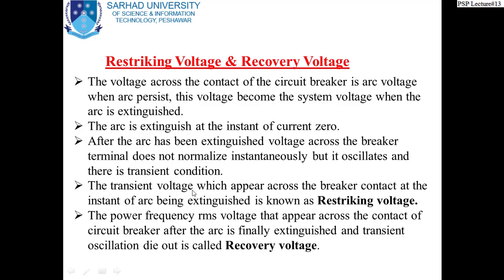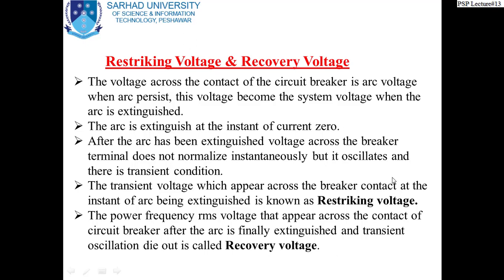The transient voltage which appears across the breaker contacts at the instant of arc being extinguished. You see, the word is "being extinguished". It is not "extinguished"; it is in the process of extinguishing. Arc being extinguished, यानी जो आर्क है वो खत्म या extinguish हो रहा है, बुझ रहा है. Being extinguished. This voltage is known as restriking voltage.